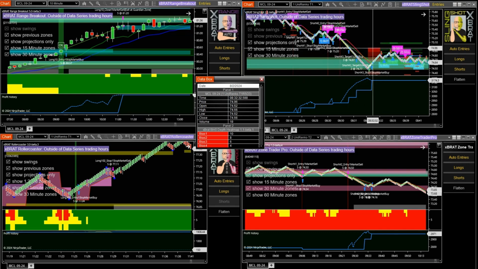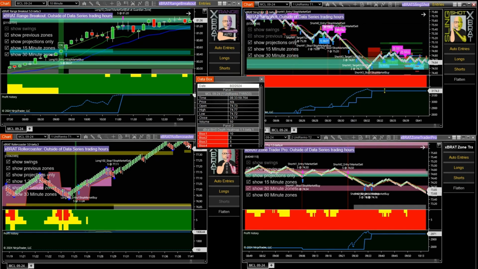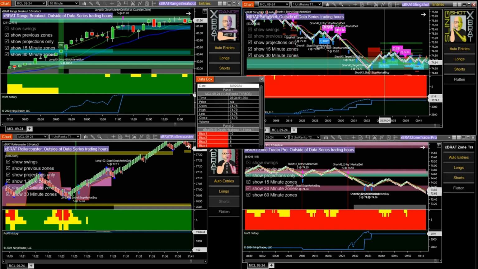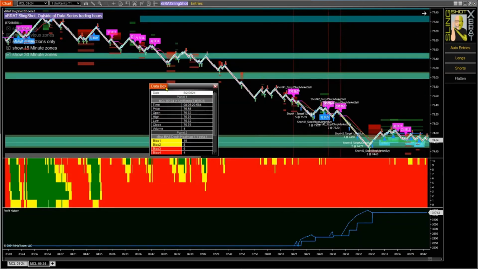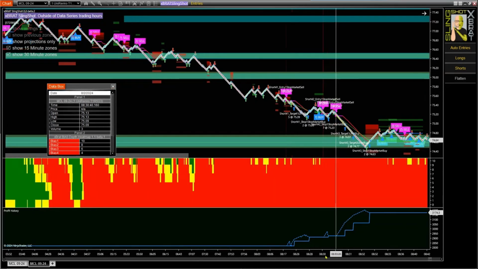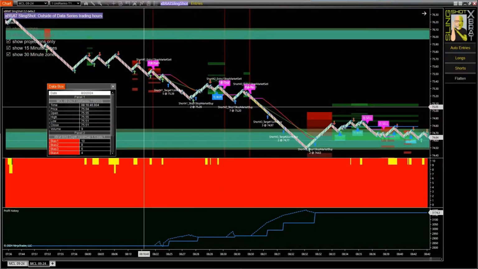I'm making this video on Saturday the 3rd. If we look at the top chart here, this is the slingshot for the second. Look at the date on the data box, the second. So this is yesterday, 3 trades here. I'm just going to go big on the chart at this point here. Just move that slightly out of the way. So yesterday we had 3 great trades.